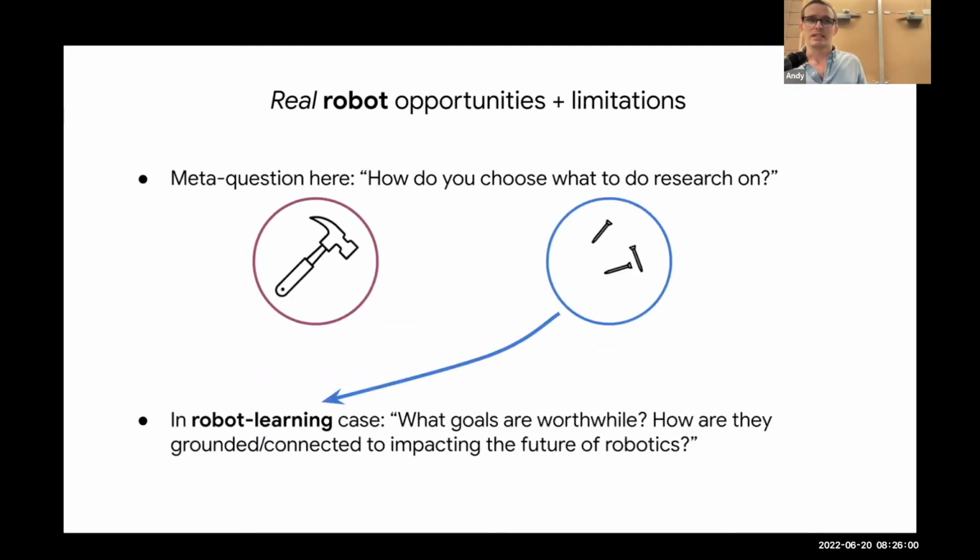And in the robot learning case, I think it's especially interesting to think about. But we can't just say, oh, let's go for the nails. Let's go for goal-driven. I think we have to have a sense of what goals are worthwhile and how they are grounded, connected to impacting the future of robotics.